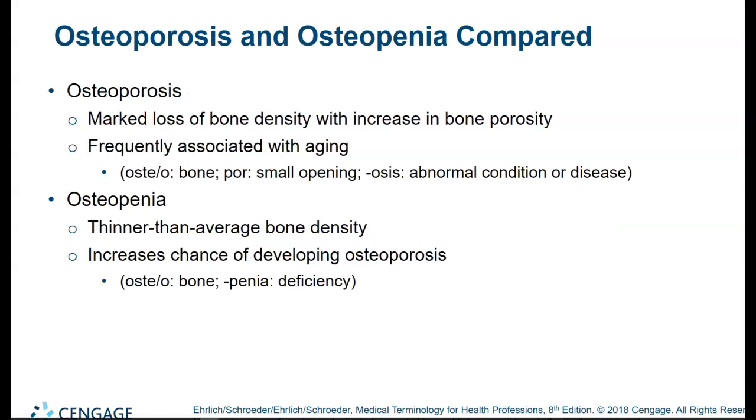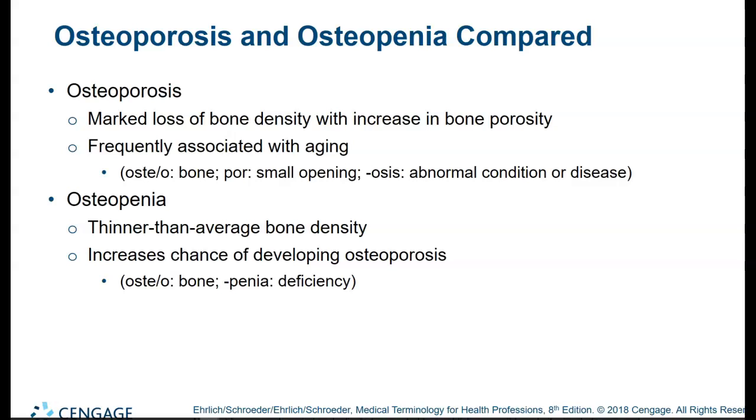Osteoporosis and osteopenia, there is a difference. Osteopenia is just a decrease or a deficiency of the bone. So let's look at it. Penia is deficiency of the bone. That's the definition. Osteoporosis is an abnormal condition of the bone, and pore means small opening. But what that means, it's the bone density, the porous nature of the bone.